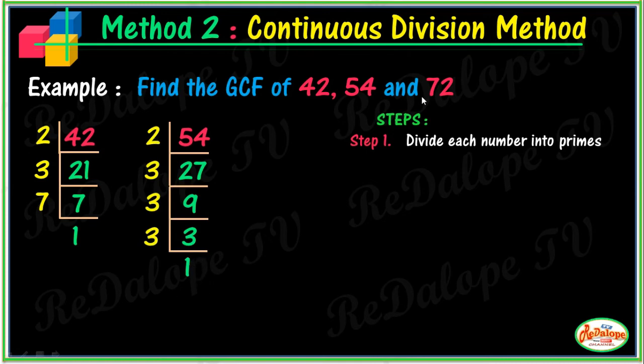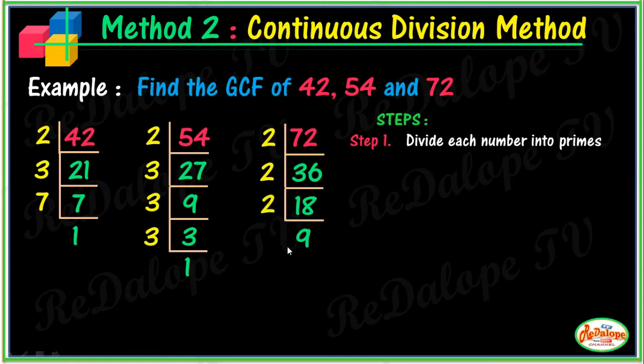And the last number we have is 72. 72 is an even number, so 72 divided by 2, that is 36. 36 divided by 2, so that is simply 18. 18 divided by 2, that is equal to 9.